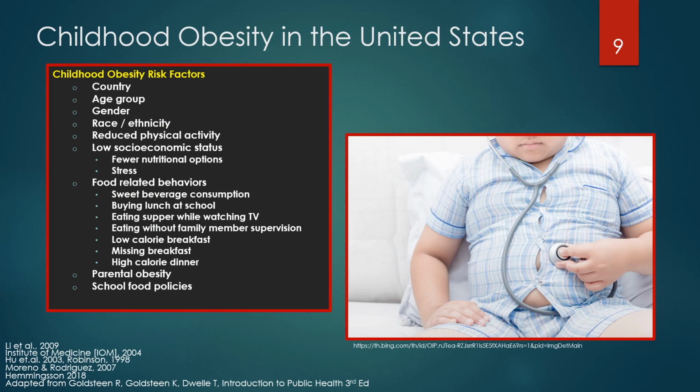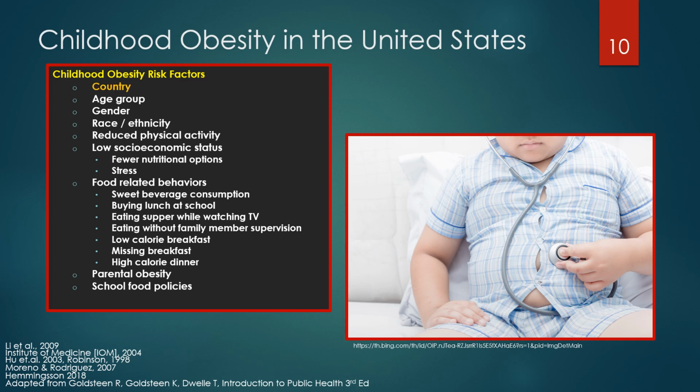This slide lists major childhood obesity risk factors, including country of residence, age group, gender, race and ethnicity, reduced physical activity, low socioeconomic status, food-related behaviors, parental obesity, and school food policies.